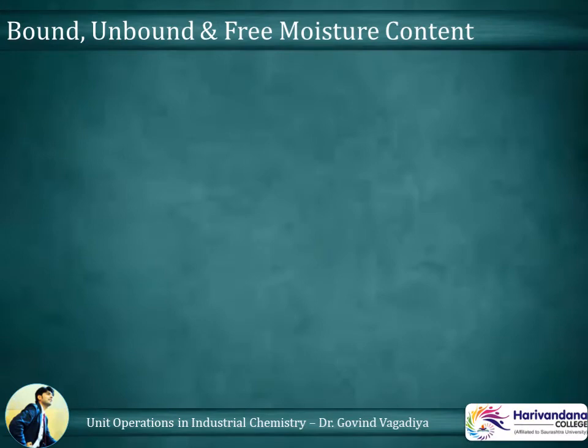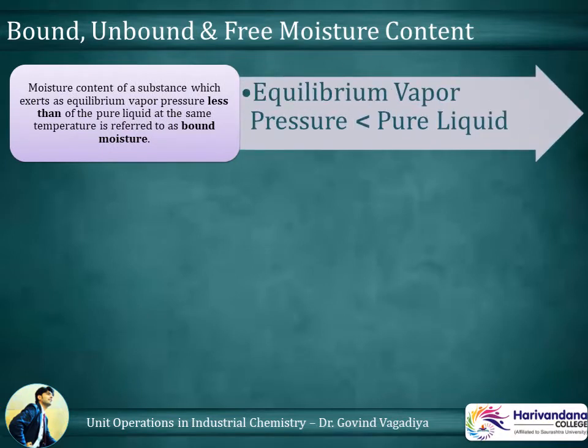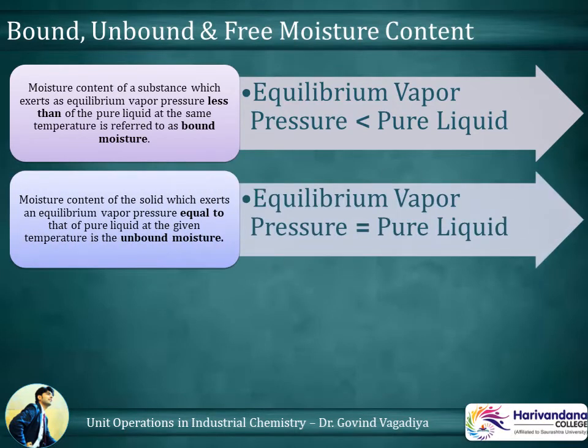Introduction of bound moisture, unbound moisture, and free moisture. Bound moisture. Moisture content of a substance which exerts an equilibrium vapor pressure less than that of the pure liquid at the same temperature is referred to as bound moisture. Unbound moisture. Moisture content of the solid which exerts an equilibrium vapor pressure equal to that of pure liquid at the given temperature is the unbound moisture.